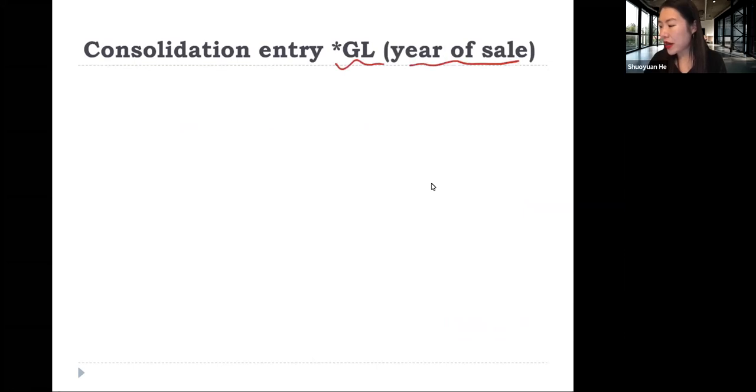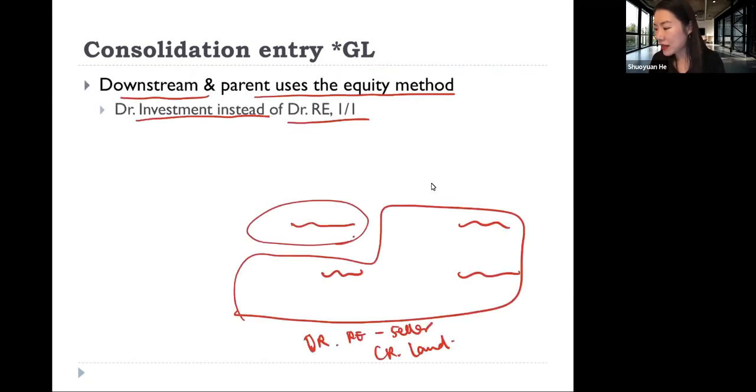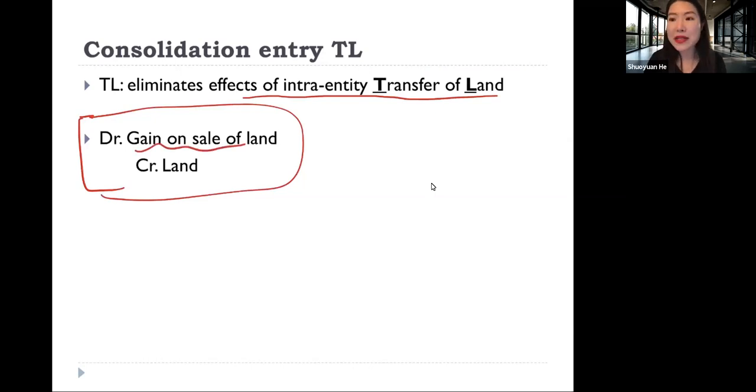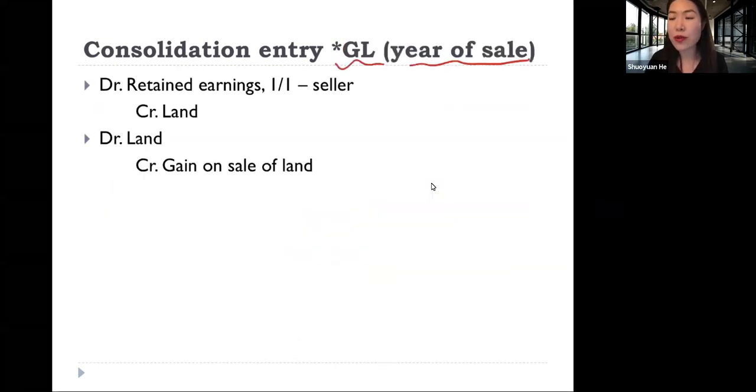Now the *GL entry at the year of sale. This is the second version of the *GL entry. In the year of sale, because the land is eventually sold to the outside party, we need to reverse the previous deferral of that part of the gain. If you look at this TL entry, it debits gain on sale of land, where in essence we're deferring the profit of this intra-entity sale of land. And then when can we recognize it? It is when we're able to sell the land to some outside party.